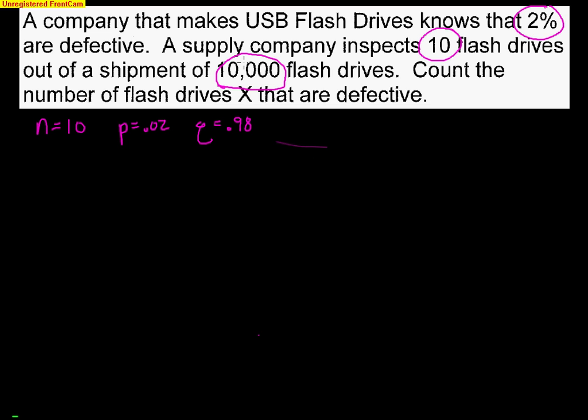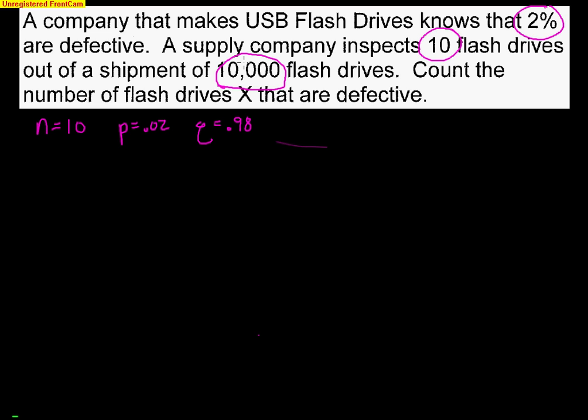And if I take 1 out, or 2 out, or 3 out, or take 10 out, every time I take one out, the number goes down of flash drives that are available to be taken. So does that mean that independence is violated here? And this is a major problem we run into, especially when we're doing a problem like this.